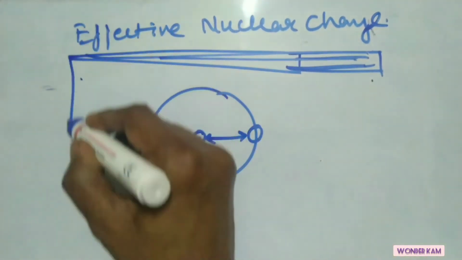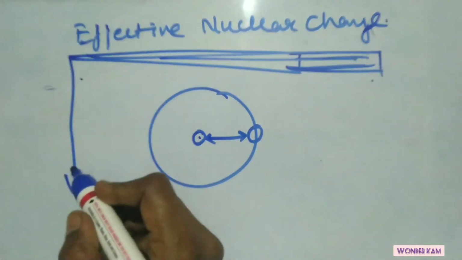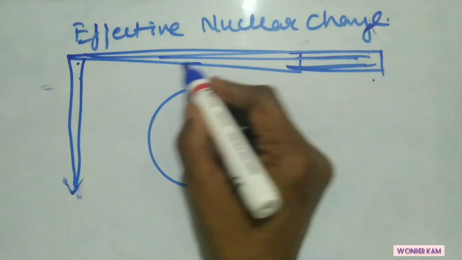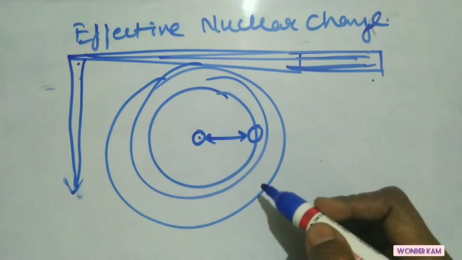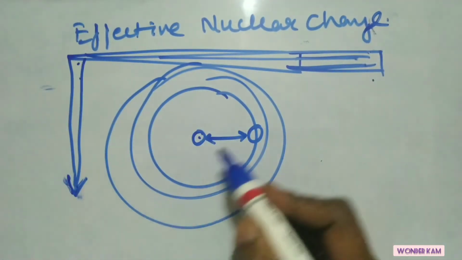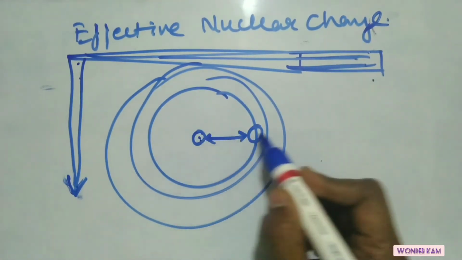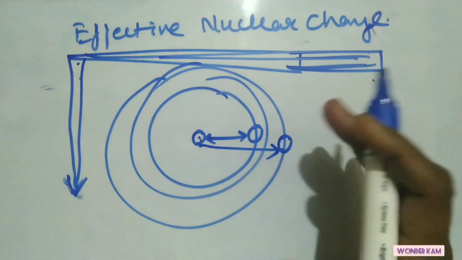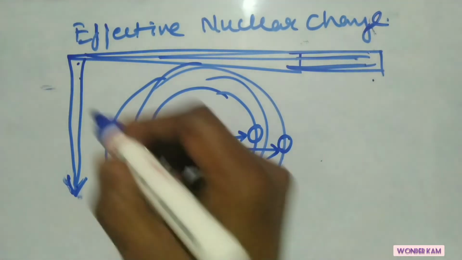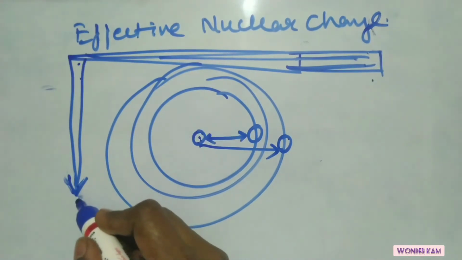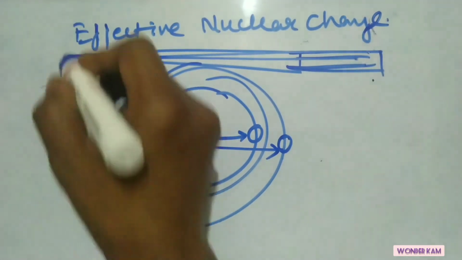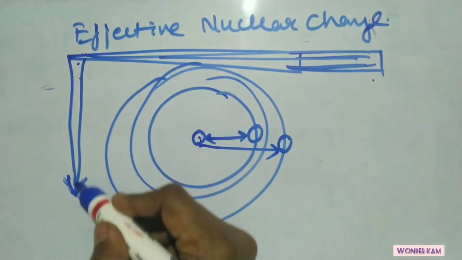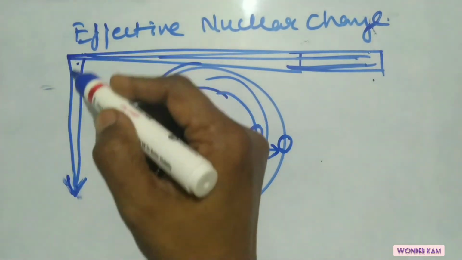Similarly, in the case of a group, the effective nuclear charge decreases. It is decreasing here because additional shells are increasing as we move down the group. So the effective nuclear charge decreases, and the nucleus has less attraction to the outermost electron, so atomic size increases. The tendency of losing electrons increases, so the metallic character also increases. But the non-metallic character decreases as we move from top to bottom of the group in the periodic table. Metallic character increases, non-metallic character decreases.